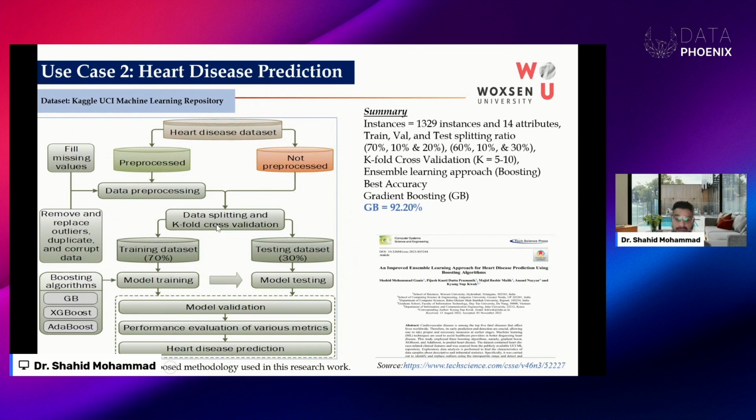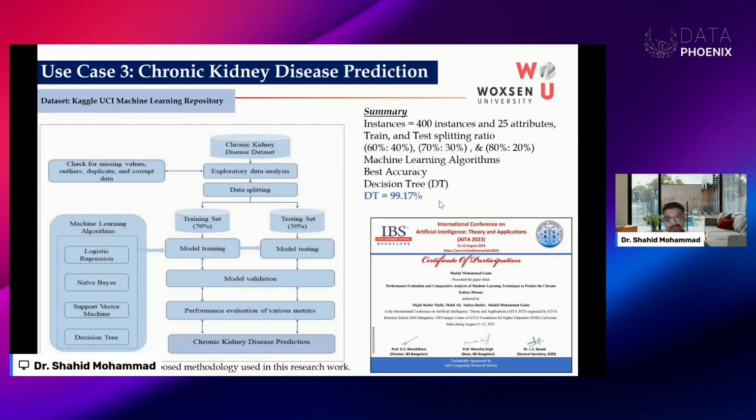Again, we performed k-fold cross validation along with training and testing of the data, where we have different splitting ratios. And out of the ensemble learning techniques that we employed in this research, we got the best results with gradient boost, the first algorithm. The accuracy is 92.20. This research we published in Tech Science Press. The impact factor of this journal is 3.7, and it is a Scopus indexed journal as well. So this was the second study that we conducted with the use of machine learning in healthcare.